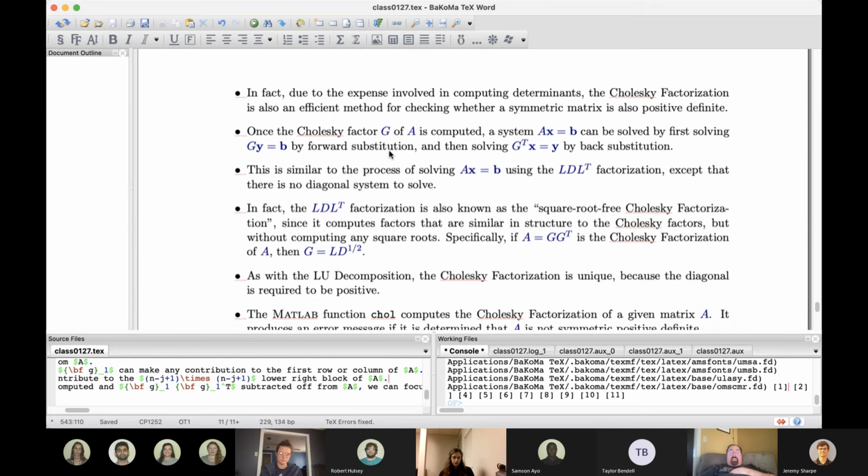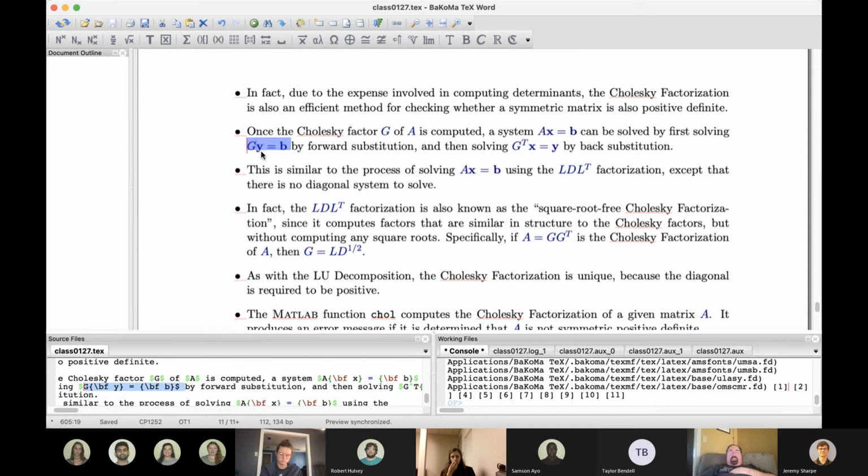All right. Now, what do you do once you have the Cholesky factor G? To solve AX equals B, use forward substitution, GY equals B, so it's like with LU. And then G transpose X equals Y by back substitution, so that's like solving UX equals Y. So the process is very much the same. It's just that the two matrices involved are transposes of each other.